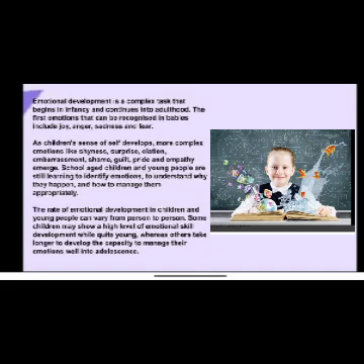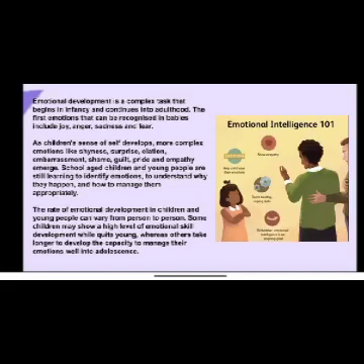School-aged children and young people are still learning to identify emotions, to understand why they happen and how to manage them appropriately. The rate of emotional development in children and young people can vary from person to person. Some children may show a high level of emotional skill development while quite young, whereas others take longer to develop the capacity to manage their emotions well into adolescence.